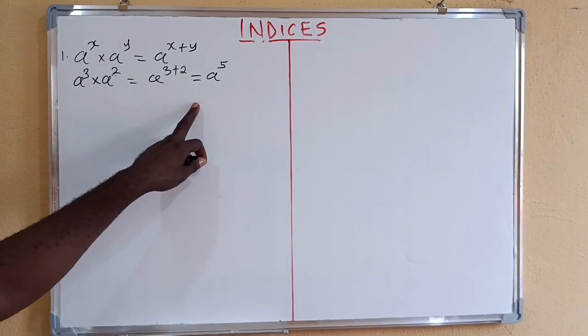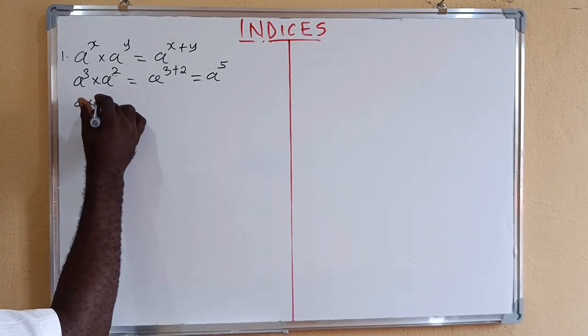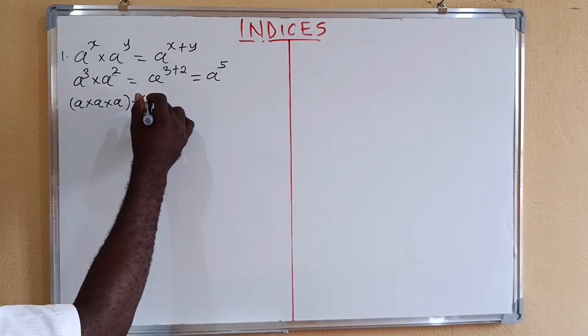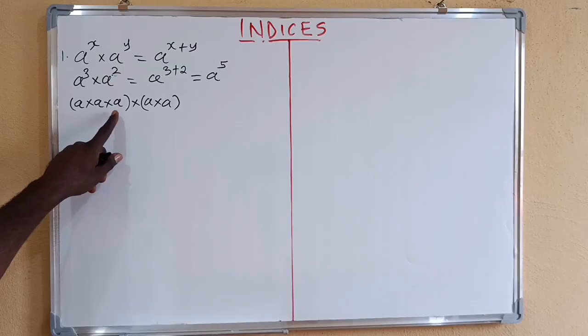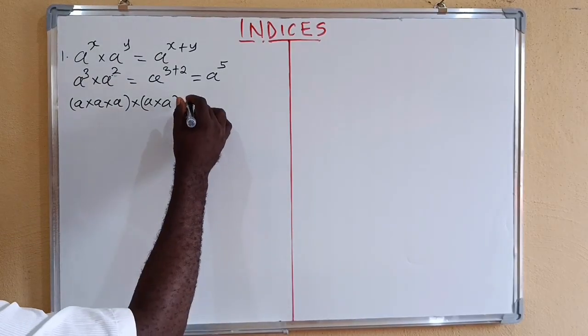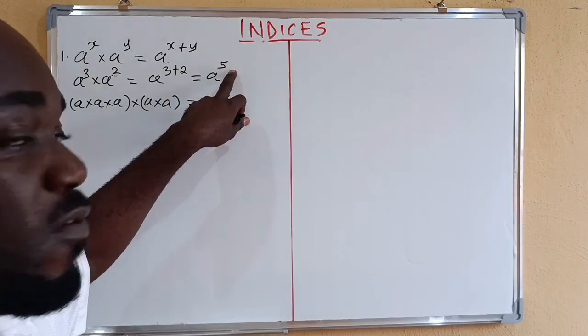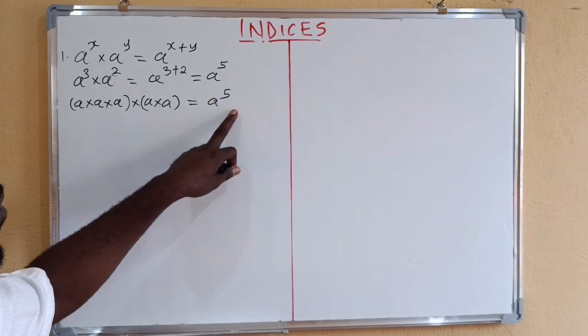Now, if I don't want to use this law, a^3 is a times a times a, and a^2 is a times a. If you count the number of a's, 1, 2, 3, 4, 5, you still have a^5. So whether you use the laws of indices or the number multiplication, you still have the same result.